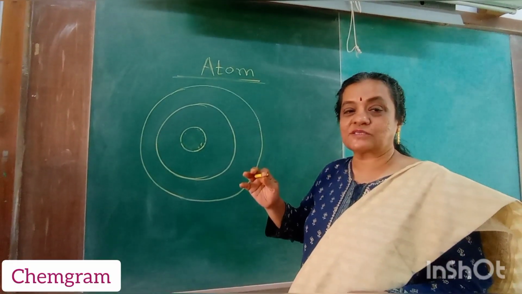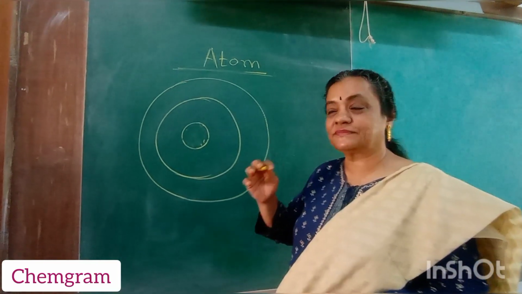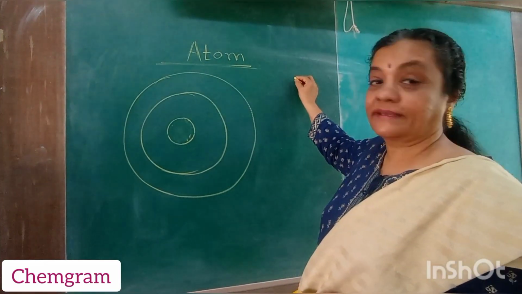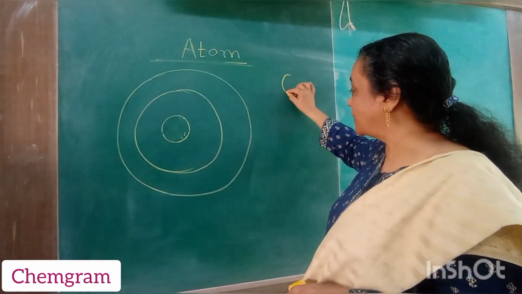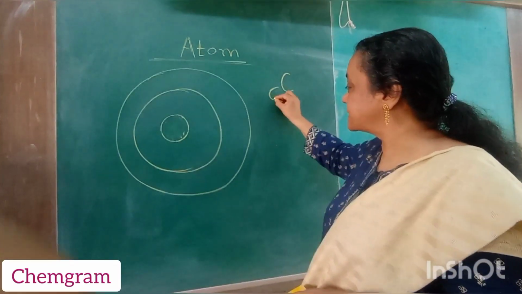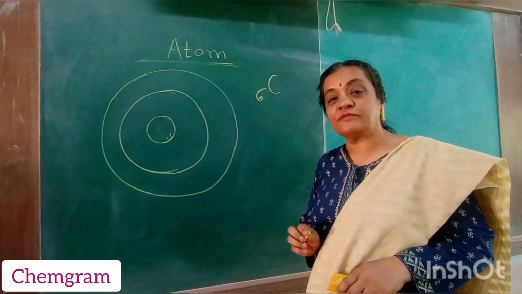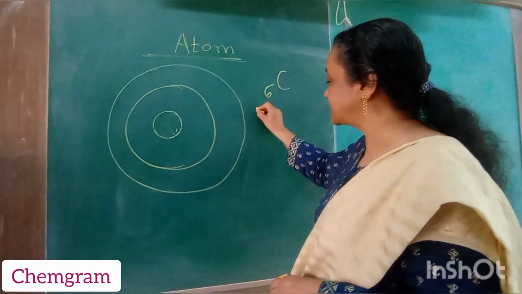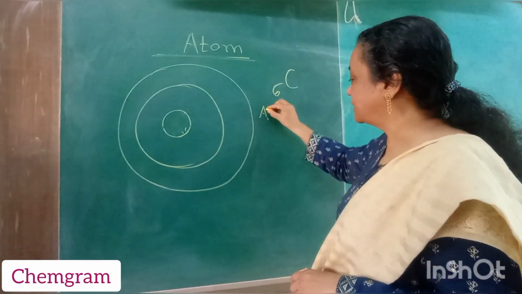So now let us look at another example. Let me take the example of carbon, because we are going to learn organic chemistry. I am writing the number 6 here. So what does 6 stand for? 6 stands for the atomic number.